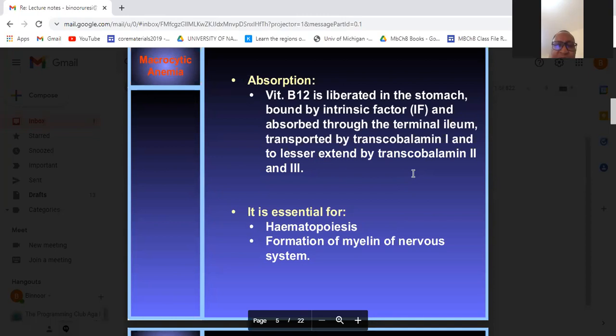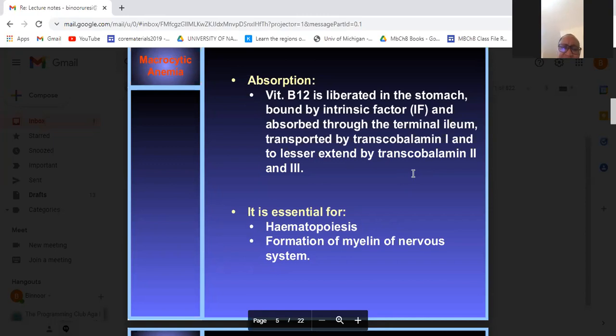So B12, essentially, as we said, is important for DNA formation. That's the main role of B12. And the process is essential for hematopoiesis, that is production of the red cells, of the white cells, of the platelets. That's why when you don't have it, you have leukopenia, neutropenia, thrombocytopenia, and you have megaloblastic anemia.